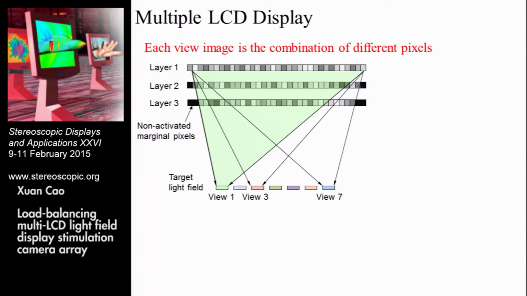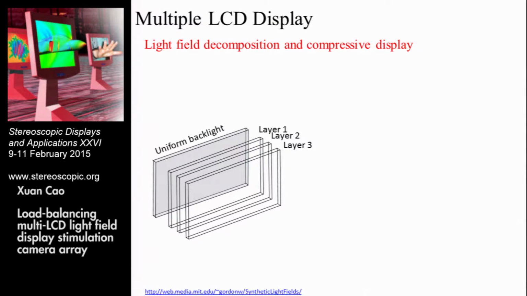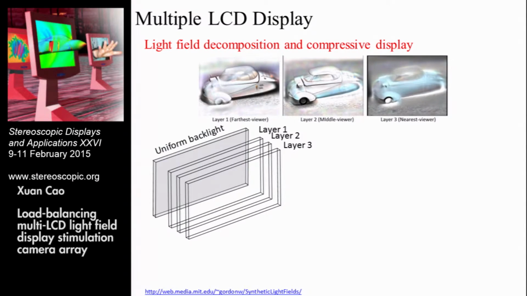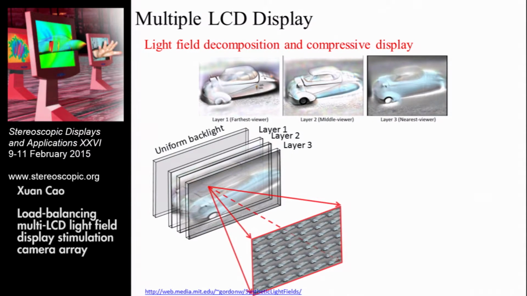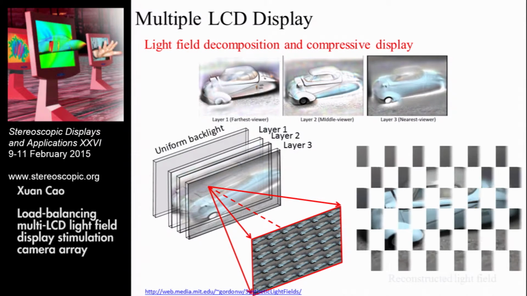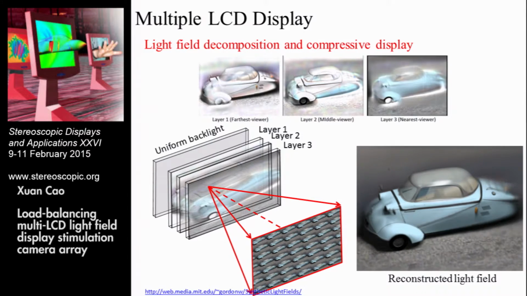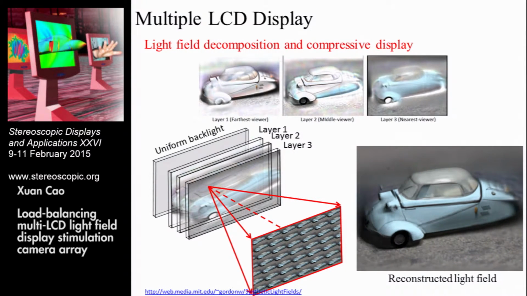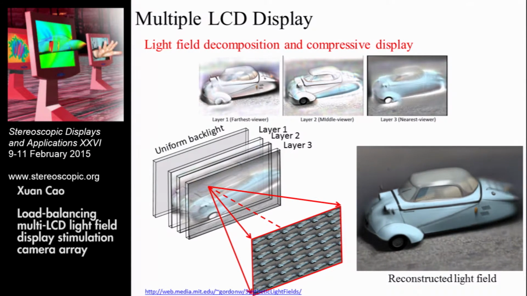Any one view image is produced by all LCD layers, but different view images are a combination of different pixels. If we can get the layer images, then we put each layer image on the corresponding LCD panel, and the light can be modulated. Then the light field can be reconstructed in front of the LCD screens. But the problem is how to improve the quality of the reconstructed light field.